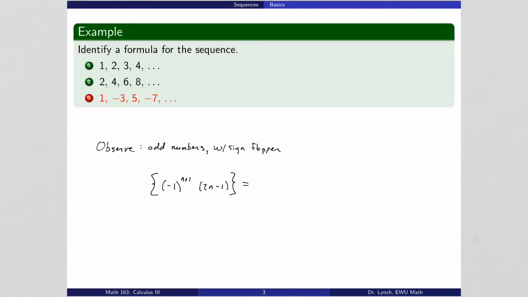And if you aren't sure, you can always write out a few terms just to check, right? So in this case, that would be something like -1 squared times 2 times 1 minus 1, and -1 to the third times 2 times 2 minus 1, and so forth. And you can see that we definitely get the right answer there. So 1, 3, -3, 5, and -7, and so forth. Just a quick observation here. Observe that -1 to the n also sign flops.